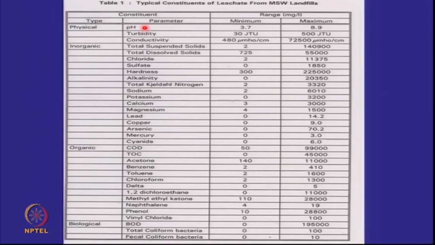So here is a list of parameters: pH, turbidity, conductivity, suspended solids, dissolved solids, chlorides, sulfates, hardness, alkalinity, nitrogen, sodium, potassium, calcium, magnesium, lead, copper, arsenic, mercury, cyanide. Inorganic, under organic, COD, TOC, acetone, benzene, toluene, chloroform, and other compounds. And biological, BOD, coliform bacteria, fecal coliform bacteria. So really, to be able to characterize a municipal solid waste landfill leachate, you have a large number of parameters.